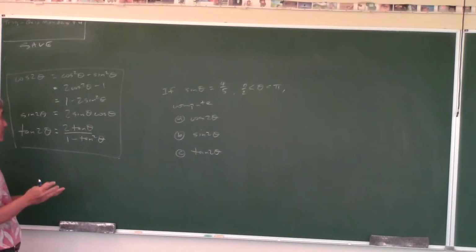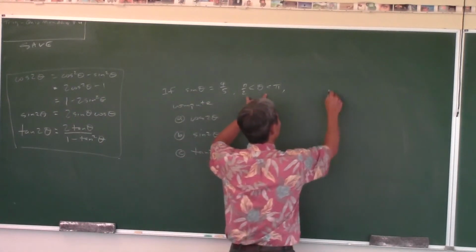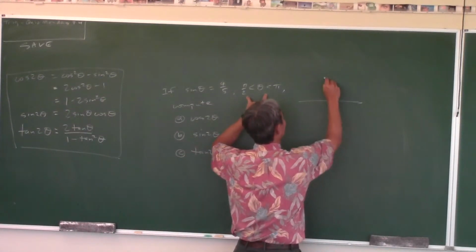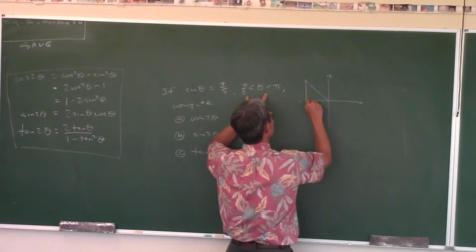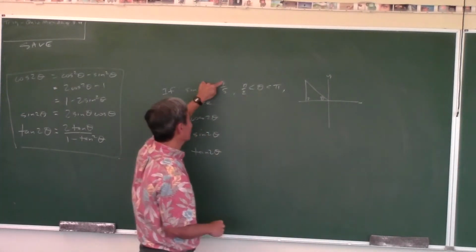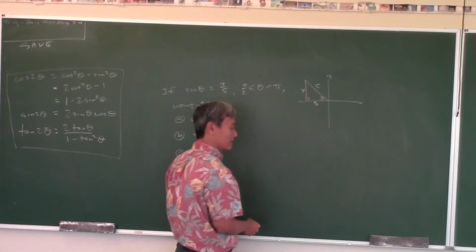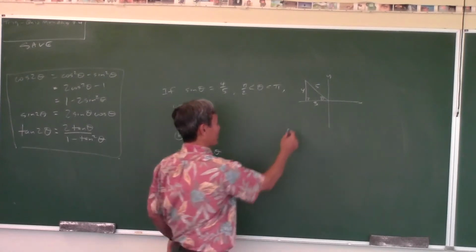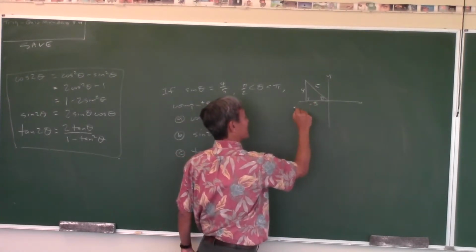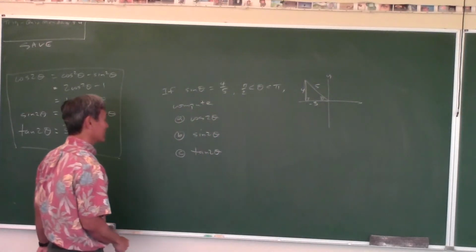So before you even start, you want to draw the triangle in the proper quadrant. So if you are between pi over 2 and pi, you are in the second quadrant. Here's theta. Sine is opposite over hypotenuse. And then you use the Pythagorean theorem. So 3, 4, 5 again. And then put the correct signs. This one is negative because you got to go left. That one's positive because you got to go up. And the hypotenuse is always positive.